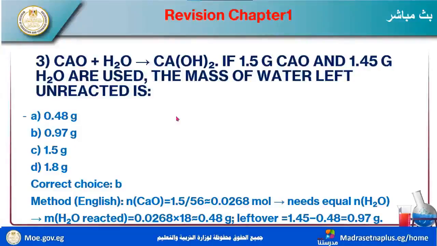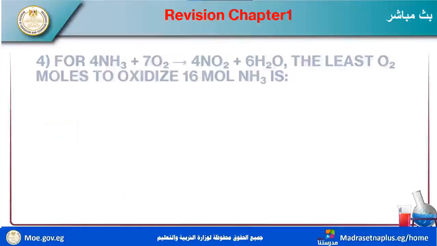Now you must know the way to calculate the limiting reactants. So you must also know the other reactant, because the other reactant is left unreacted.